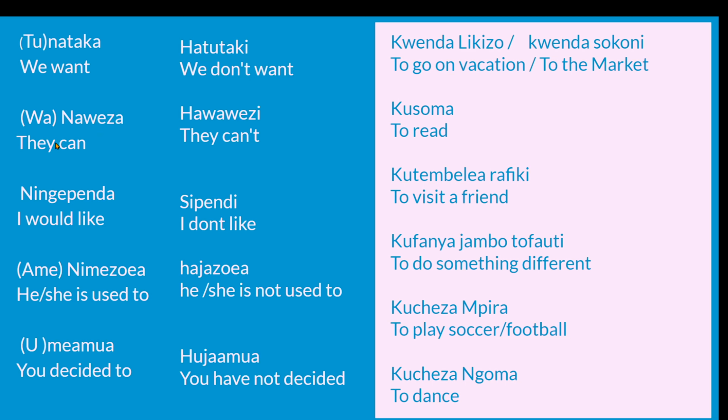Wanaweza, they. So with they here, it's wanaweza. And then they can't becomes hawawezi. You see? And I like that because the ending doesn't change much, but the beginning is what you have to adjust a little. Like, I would like, ningependa. I don't like, sipendi.